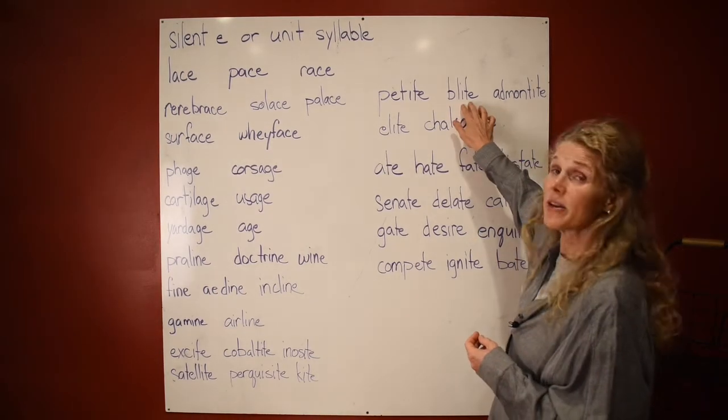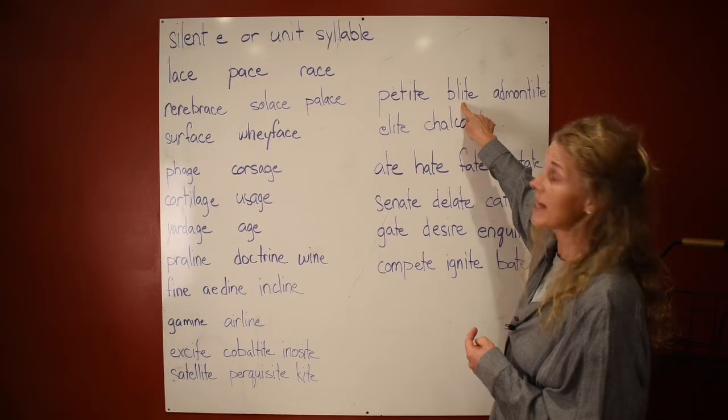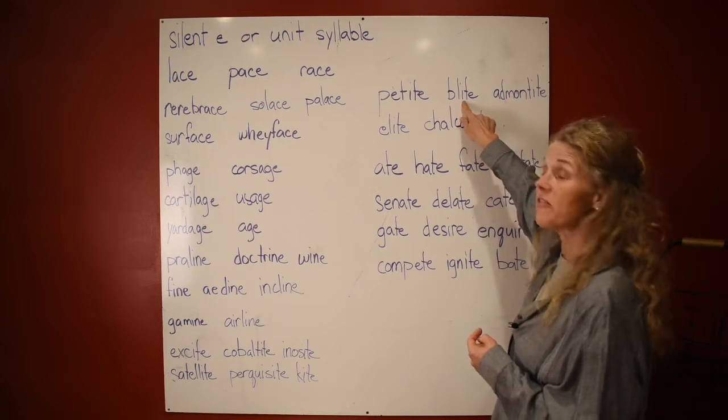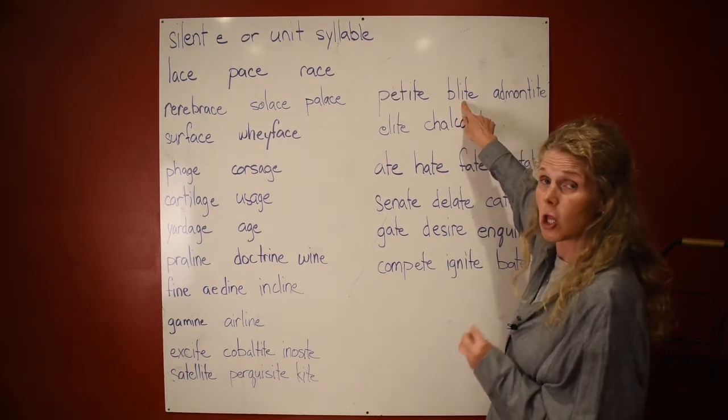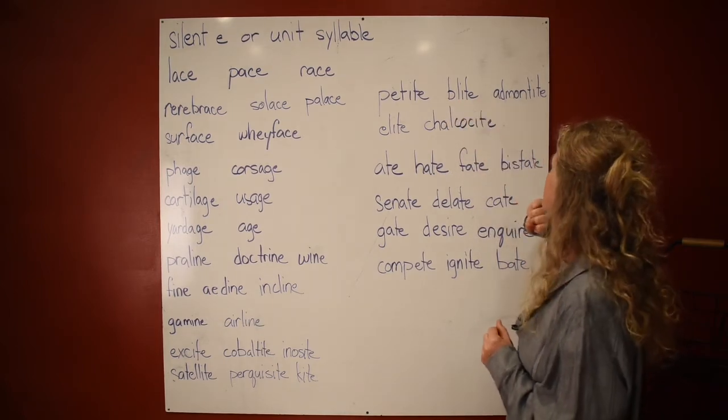Okay, so this one right here, you know it's a one syllable word, so that is going to be a silent E syllable. This E is going to affect that I, and it's going to be long. So this says blight, no guessing here, silent E.